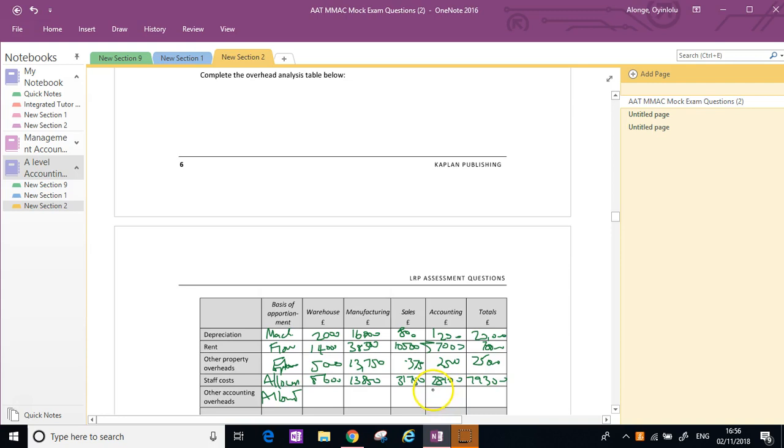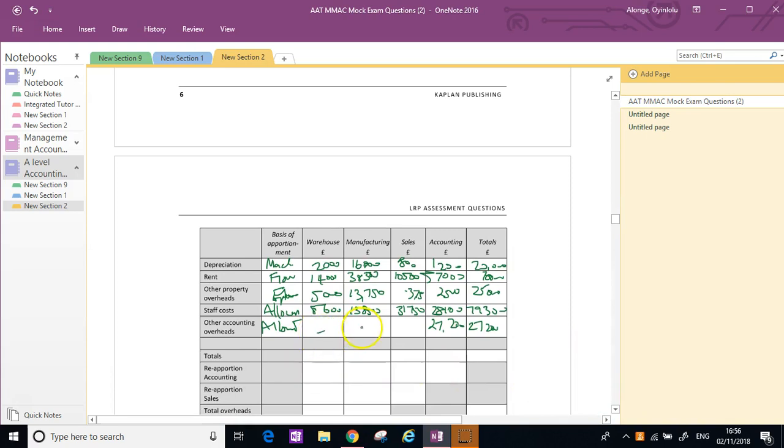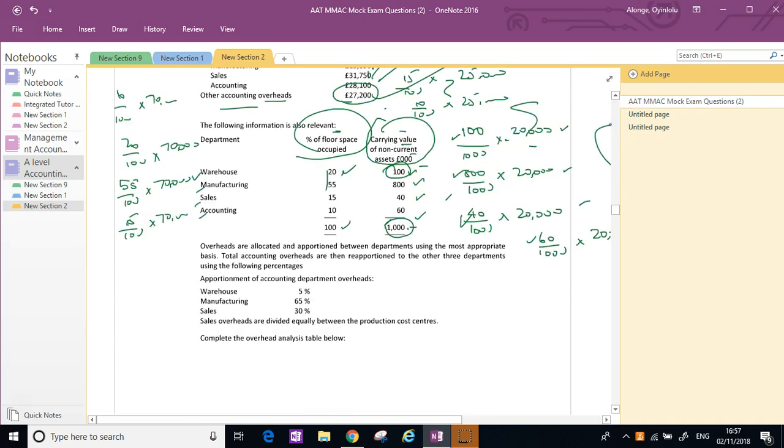And they tell us again that we have these overheads for accounting. They specifically tell us that those are 27,200. So you can see what I'm really trying to do is map as much as I can to the different departments and just add that through. If you now add that through, for warehouse you have 26,600, you have 82,100, you have 46,800, and you have 66,000. I'm just adding down, and that gives you the total of 221,500, right? So that's where we are.